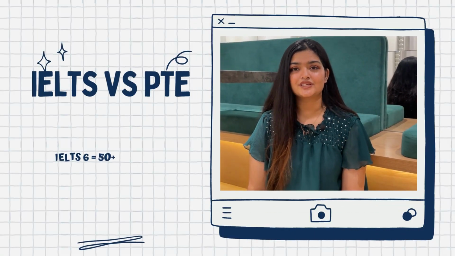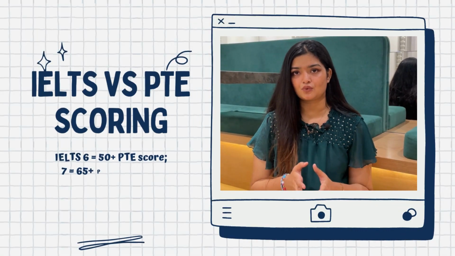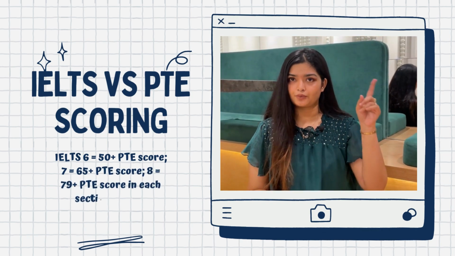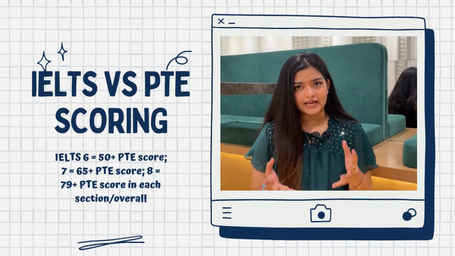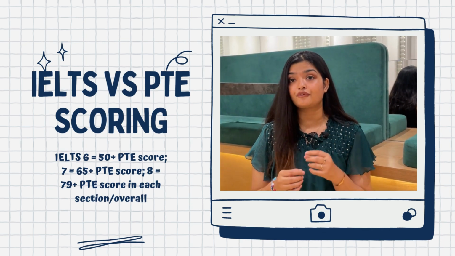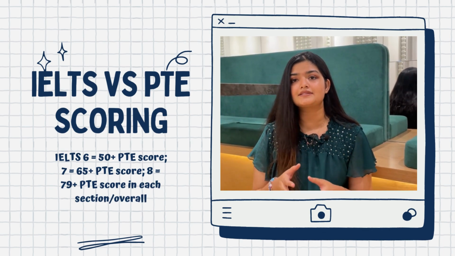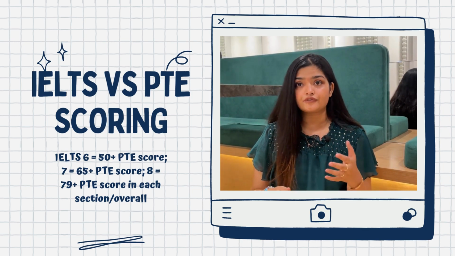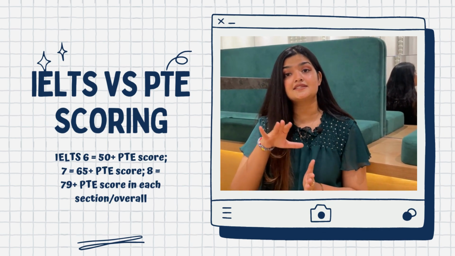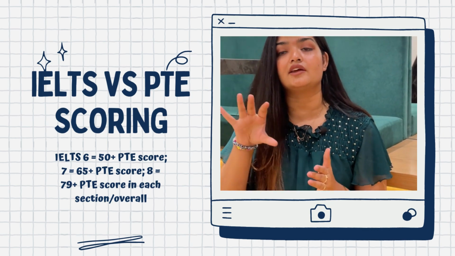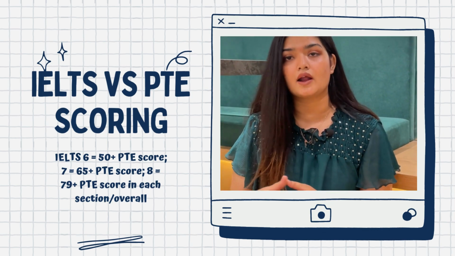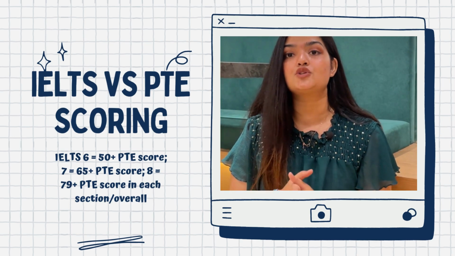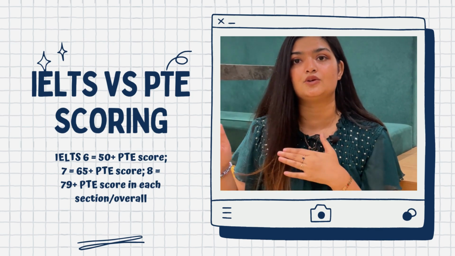So the fourth question is, what is the equivalent band score of 6, 7 or 8 in IELTS equivalent to your PT score? If you are going for 6 in IELTS, then for PT you have to aim for a 50 plus score. If you're going for 7, then it is 65 plus in each and every section in PT. And if you're aiming for 8, then it is equivalent to 79 plus in your PT score.